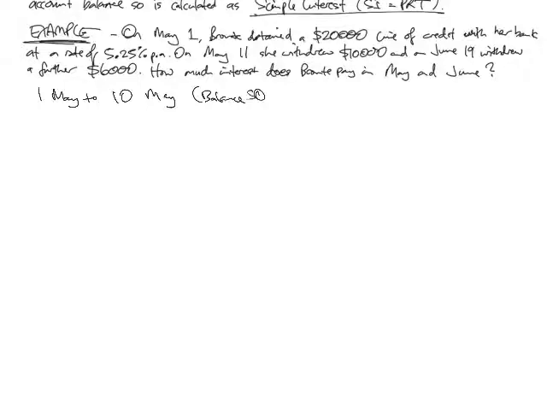Okay. 1st of May to the 10th of May, the balance is technically 0 because she hasn't used any of that $20,000 line of credit. Therefore, 0 interest for those first 10 days. That's pretty easy to calculate. SI is equal to PRT. If your principal, the balance, is going to be 0, then obviously you're not going to pay any interest.